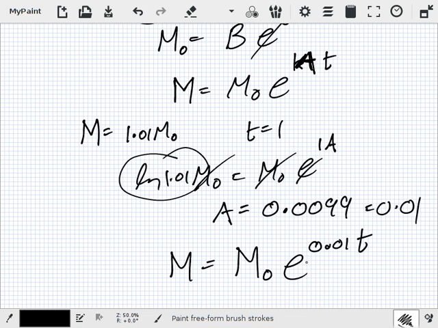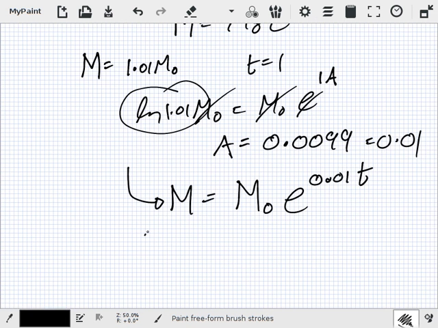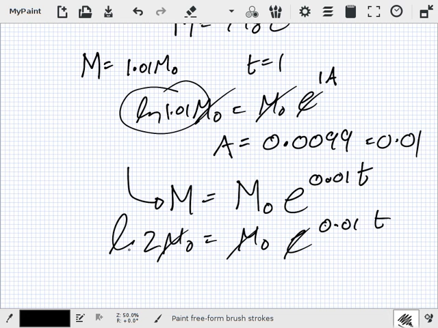Right, what do we want her money to be? We want it to double. So what are we going to sub in for M now? 2M0, good. Next, divide, and then next, log. Divide by 0.01. So in the end you'll get t is roughly 70 months. 60 months is 5 years, so it's 5 years, 10 months.